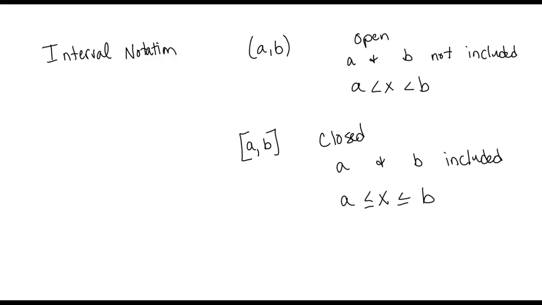And just to do a quick review of interval notation, if you have parentheses around your endpoints, this is an open interval. A and B are not included in this set, but every value between them is. So this is all x such that x is greater than A and less than B. If you have brackets, this is closed, and it's understood that the endpoints are included. So this is the same thing as having greater than or equal to symbols with those inequalities.